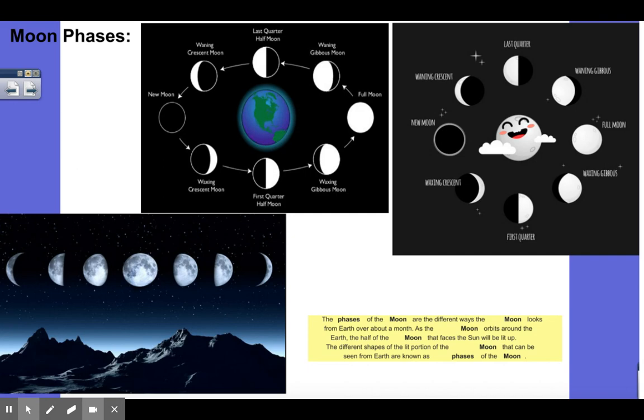It's a misconception that the moon gives off light. It's actually reflecting the sun's light. If there was no sun, we wouldn't be able to see the moon, and then those moon phases wouldn't exist.